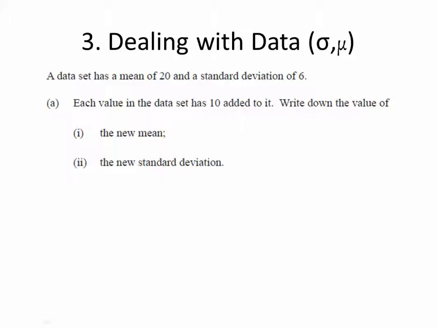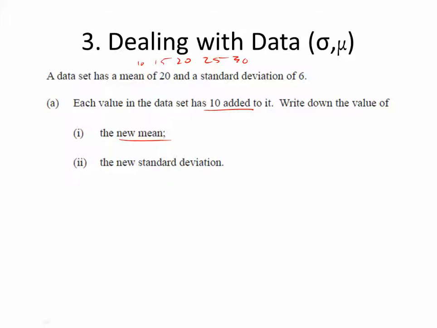Okay. Secondly, and then moving on, we've got dealing with data. I wanted us to kind of think about these things in a different way. So I've got a data set with a mean, an average of 20, and a standard deviation of 6. So we're going to add 10 to each piece of data. So before the data was 10, 15, 20, 25, 30. And you can do this. You can make up numbers and it's fine. You add 10 to each one.